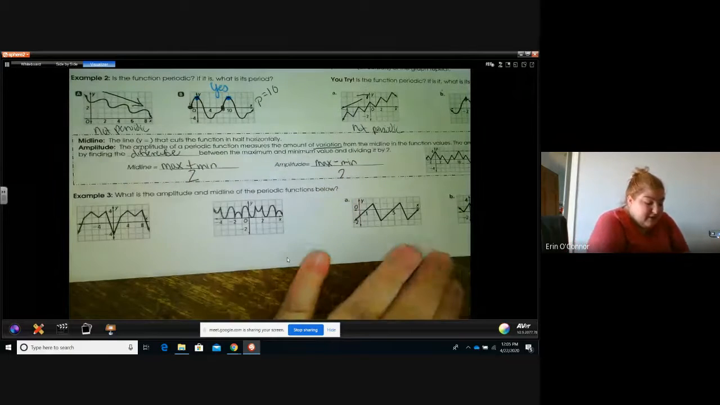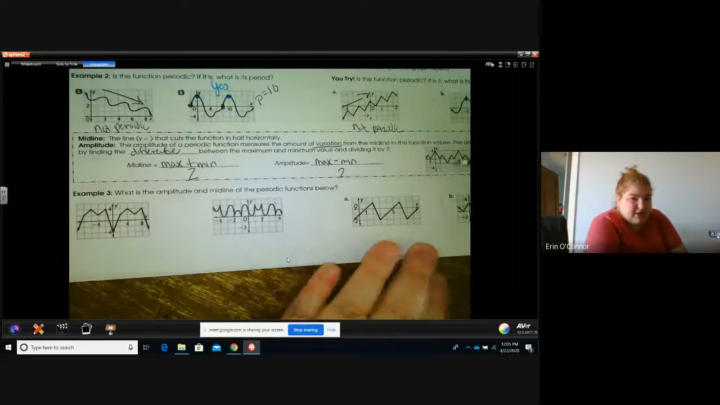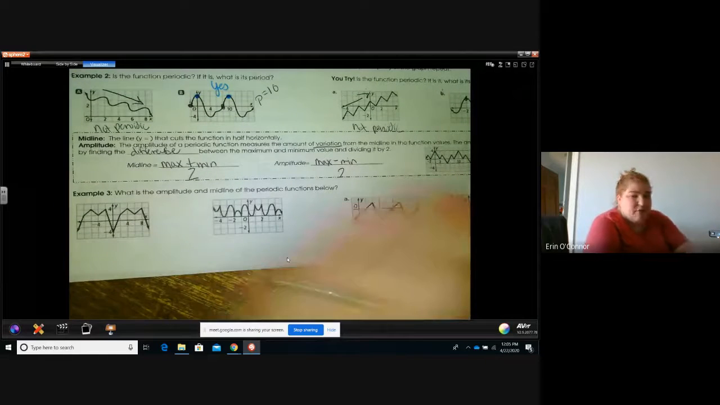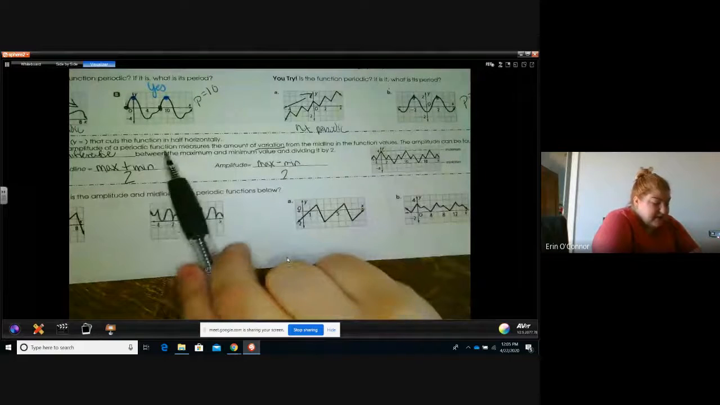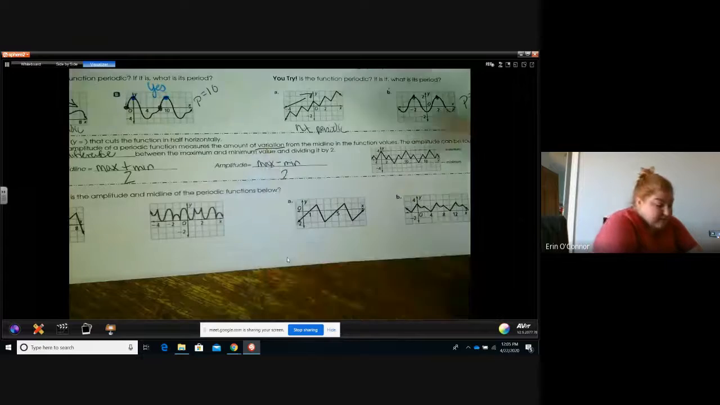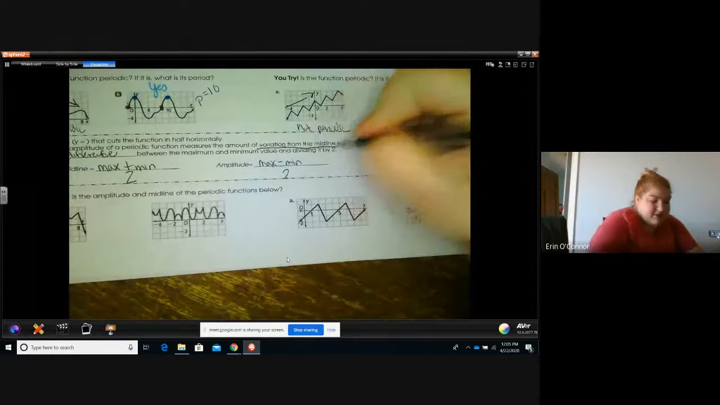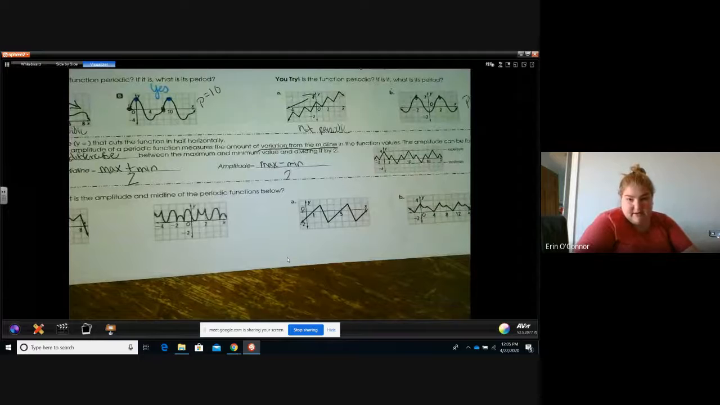Amplitude is the difference from wherever that midline is to the uppermost point and the bottommost point, and trying to find how big that difference is. Now, it measures the amount of variation from the midline. Just want to make sure we're clear on that. Variation from the midline. Okay.